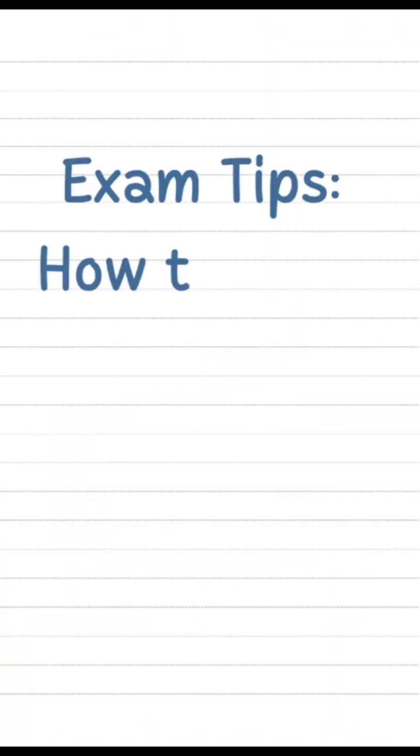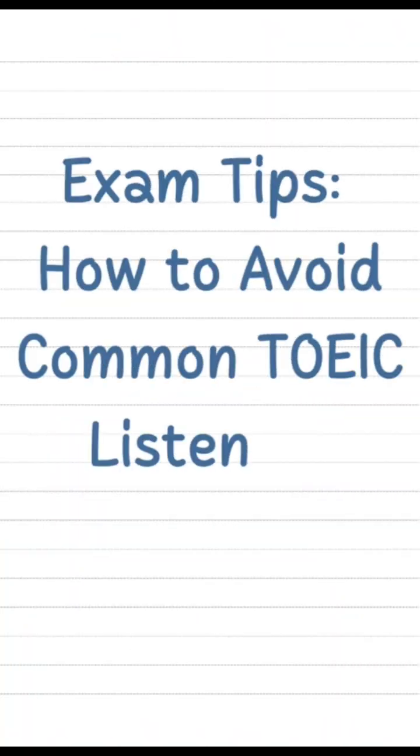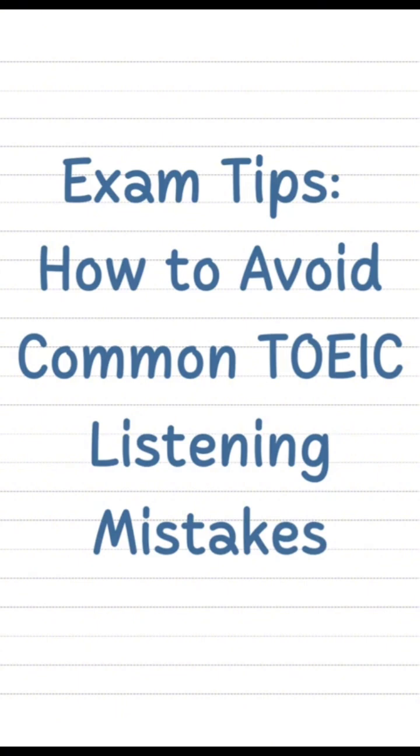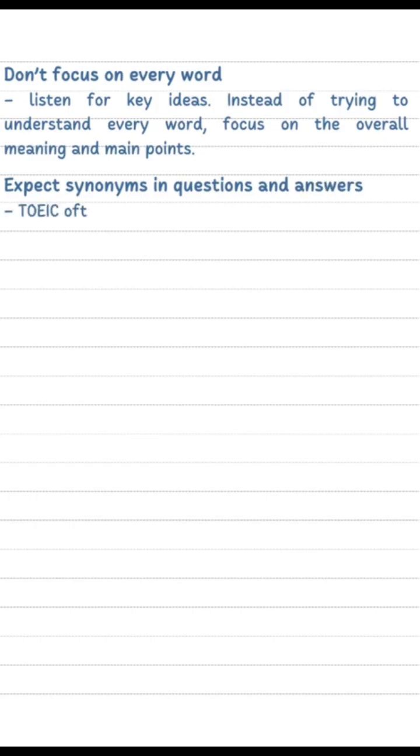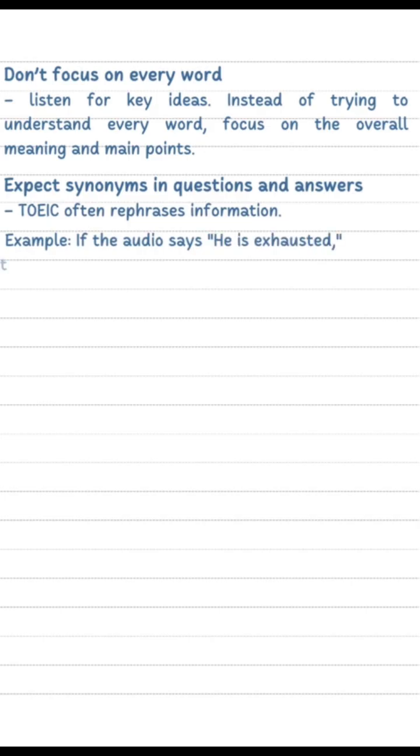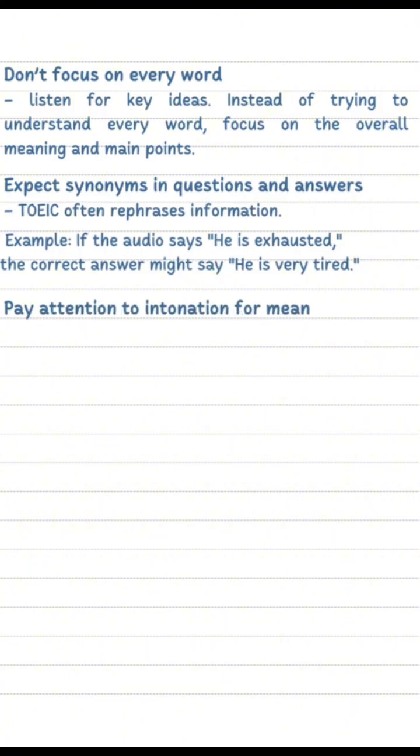Exam tips: how to avoid common TOEIC listening mistakes. Don't focus on every word. Listen for key ideas instead of trying to understand every word. Focus on the overall meaning and main points. Expect synonyms in questions and answers. TOEIC often rephrases information. Example: if the audio says he is exhausted, the correct answer might be he is very tired.